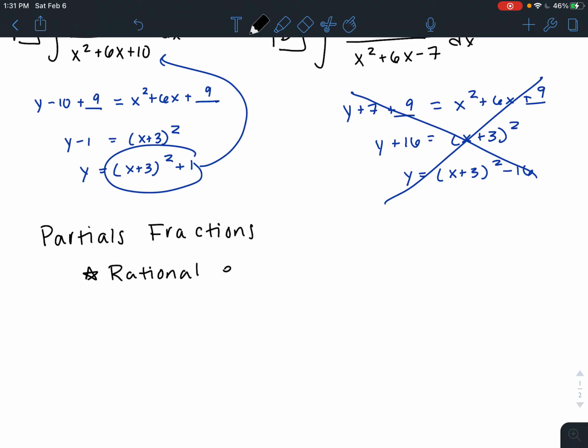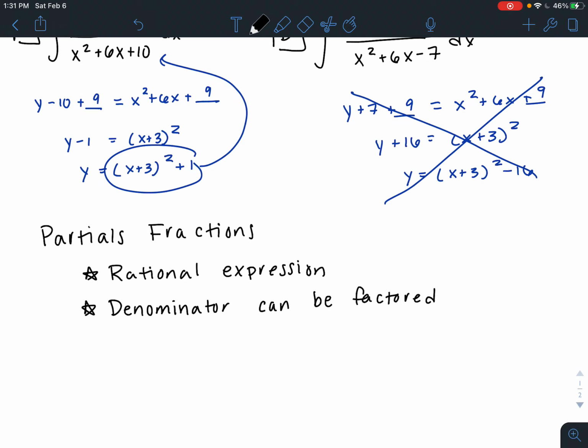Right, it's got to be a rational expression inside your integral, meaning it's a fraction. And your denominator needs to be factorable. So your denominator can be factored. And if we're looking at it overall as a rational expression, you specifically only want to use this when the degree of the denominator is greater than the degree of the numerator. So higher power in the denominator, or higher exponent in the denominator.